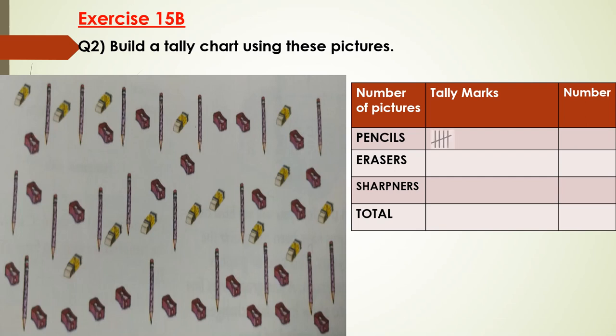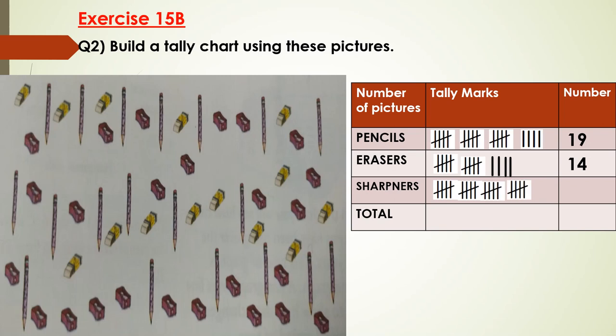So, 5 plus 5 plus 5 plus 4, 19 pencils. For erasers, 5 plus 5 plus 4, 14 erasers. Sharpeners, 5 plus 5 plus 5 plus 5 plus 5 equals 25 sharpeners. So, all together there are 58 pictures.